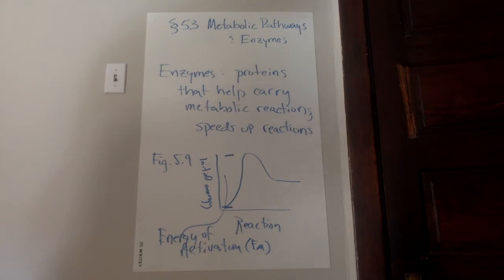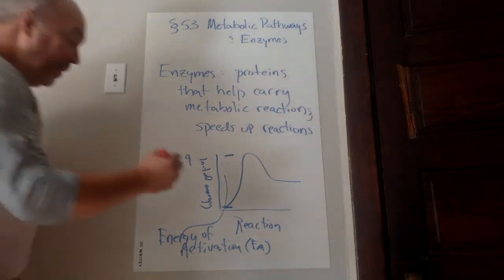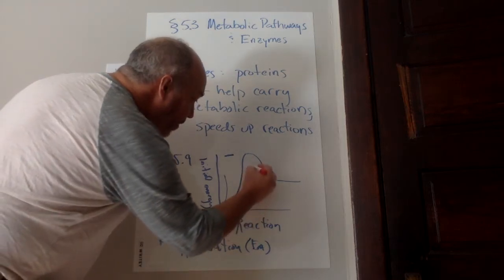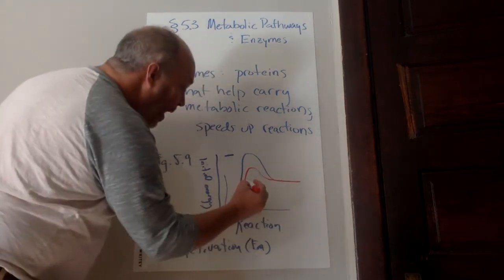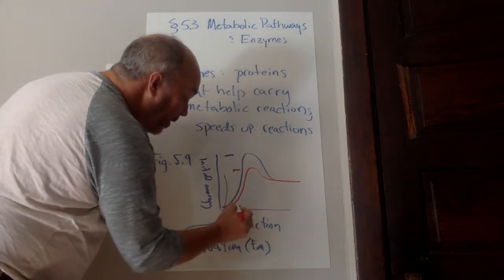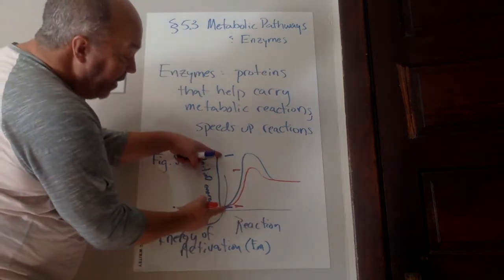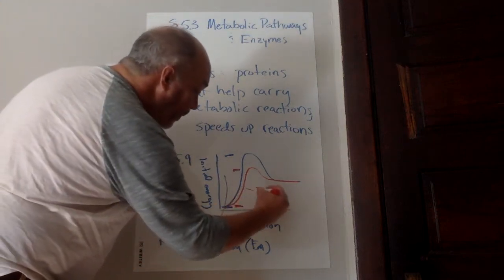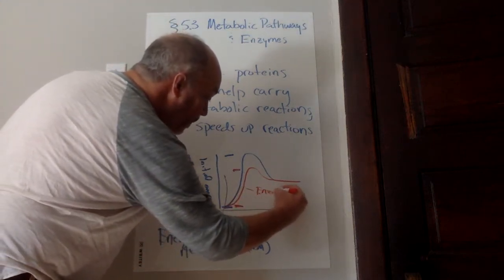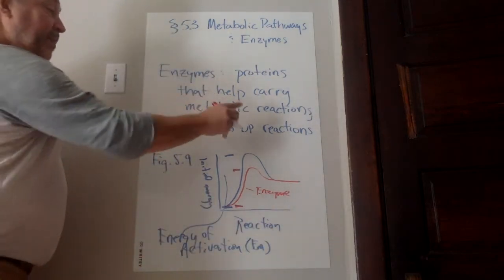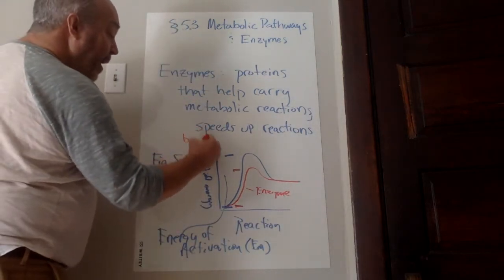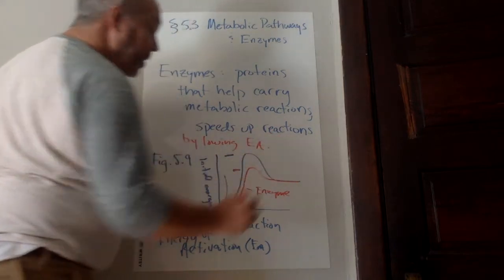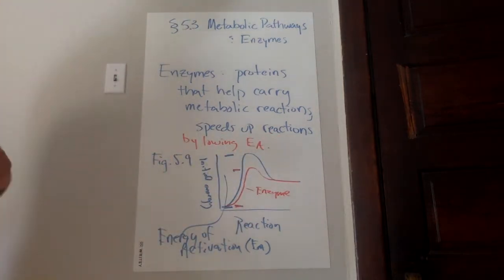Now, if we bring an enzyme into that same reaction, we're going to have the same starting point and the same ending point, but you notice I only need energy from here to here. This amount of energy and this amount of energy is the difference when an enzyme is involved. So it speeds up reactions by lowering the energy of activation needed to keep it going.